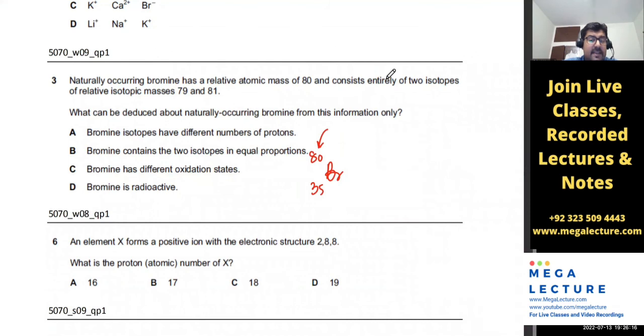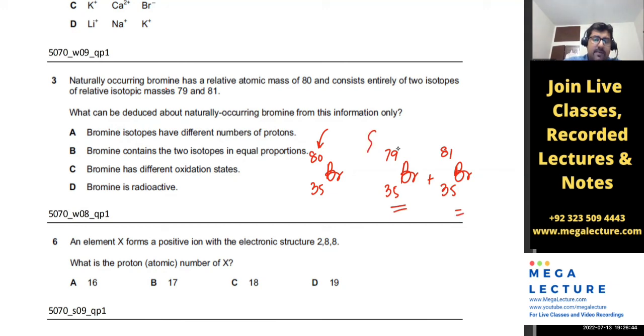What it is, it consists entirely of two isotopes. One of them has a mass of 79, the other one has a mass of 81. So a bromine atom is actually two types of atoms. One of them is 79 and the other one is 81, right? The only difference between the two is they have different numbers of neutrons, right? So it's got these two isotopes.